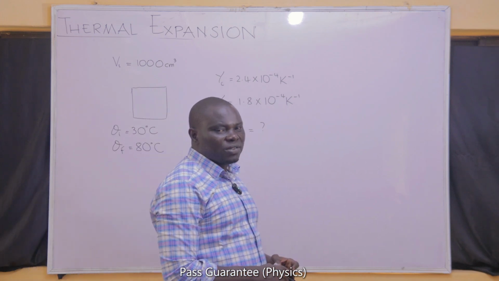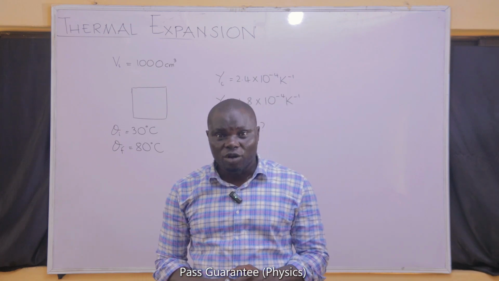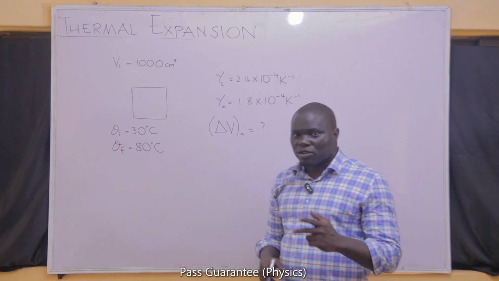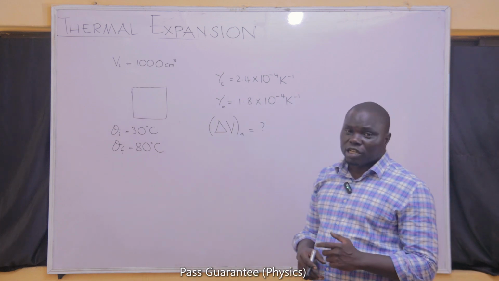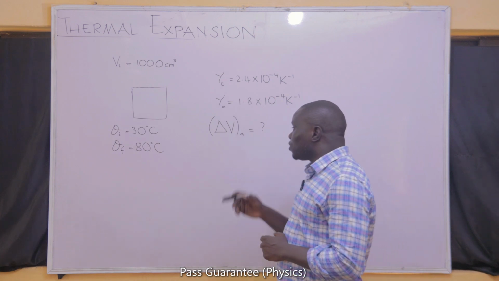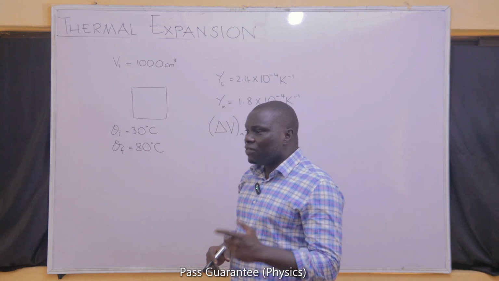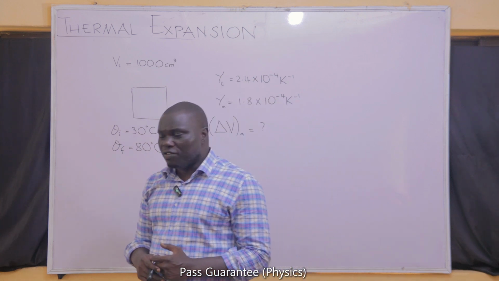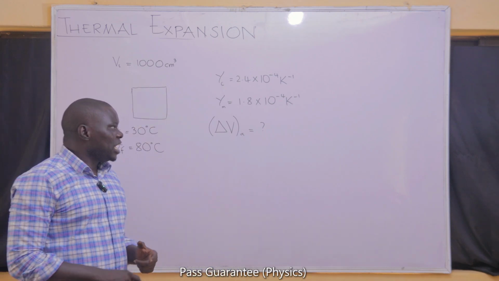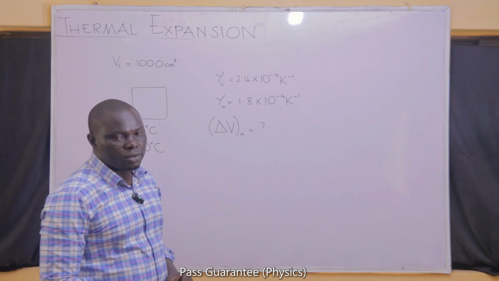The cubic expansivity, is it the apparent cubic expansivity or the real cubic expansivity? Because now we know that liquids will have two types of cubic expansivity, the real cubic expansivity and the apparent cubic expansivity. We need to know which one the question is referring to. And I must tell you, if you are given cubic expansivity without being told if it is apparent or real, then it is the real cubic expansivity.